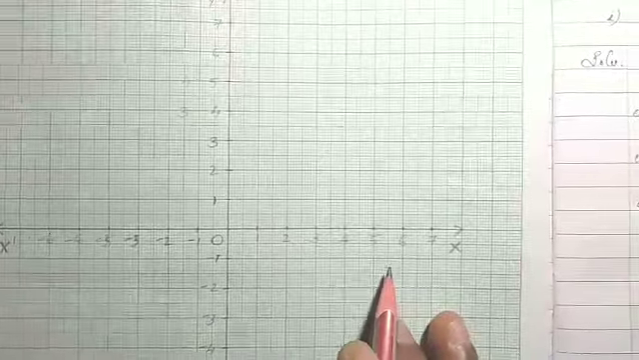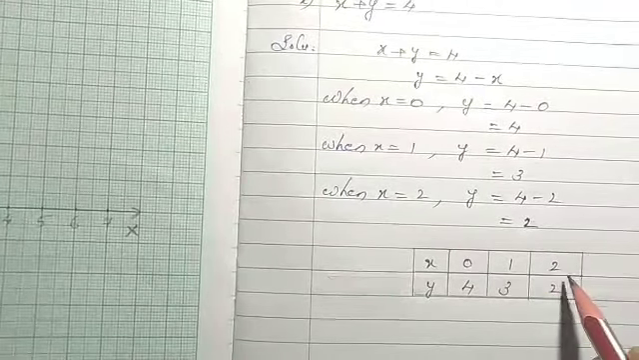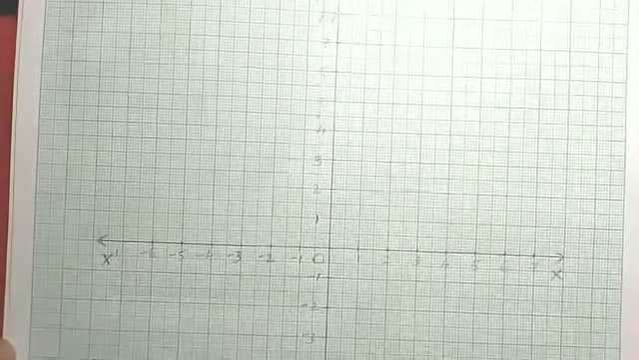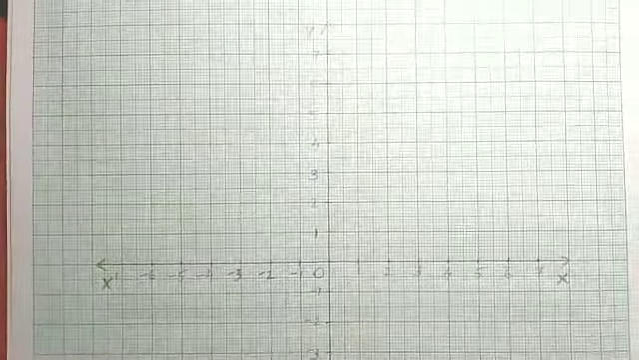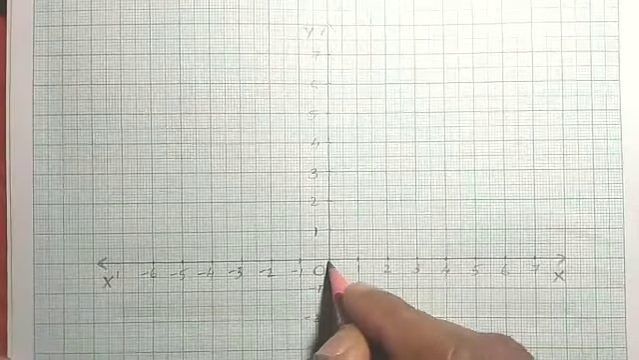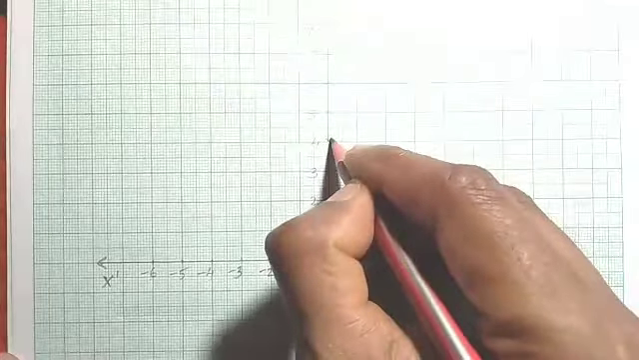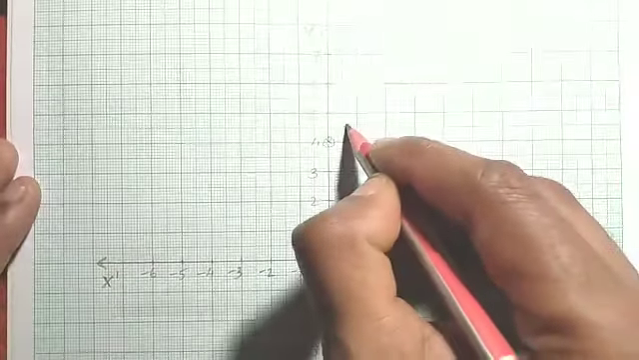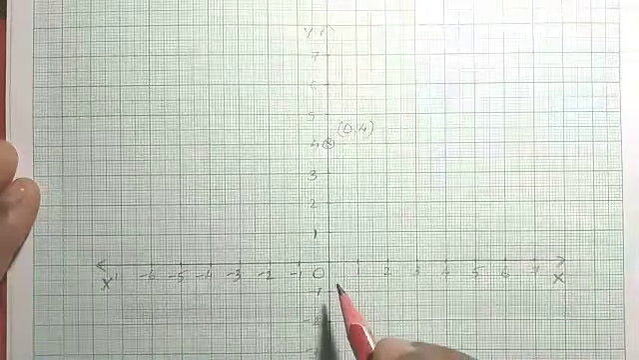Now the first point we are going to mark. The first point is (0, 4), the second point (1, 3), and the third point is (2, 2). First point is (0, 4): x is equal to 0, y is equal to 4. This one is the point. Here you have to give a cross and round it, and mark it there (0, 4). Here we will write (0, 4). The ordered pair (0, 4) you have to mark.